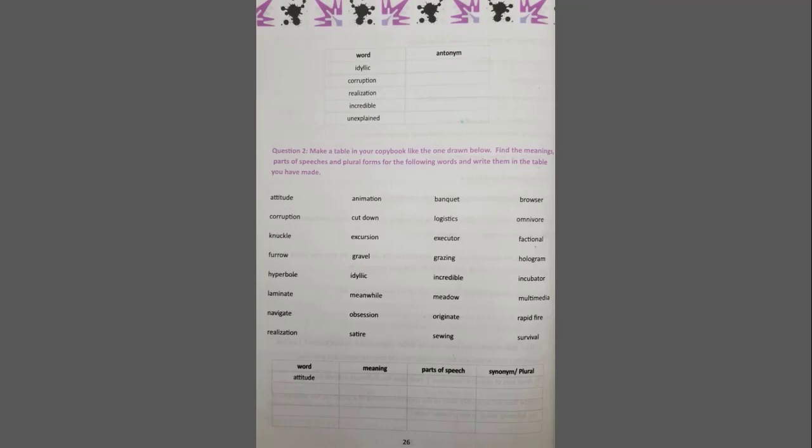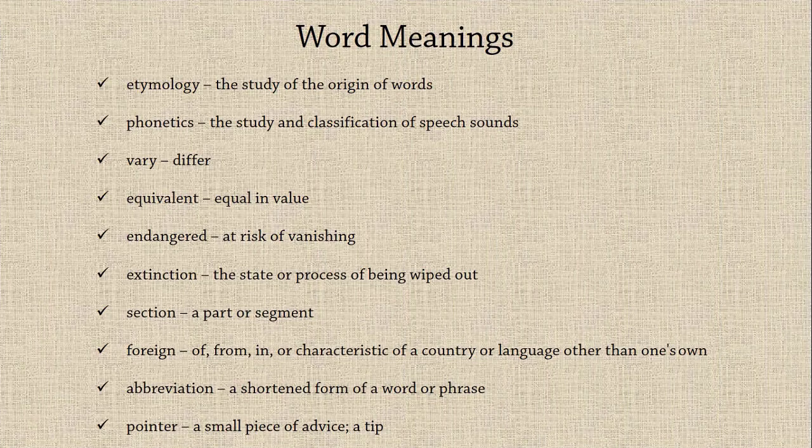So that's basically the end of the chapter. Now let's just go through the word meanings. These are the word meanings that we found in the unit: etymology, phonetics, vary, equivalent, endangered, extinction, section, foreign, abbreviation, and pointer.